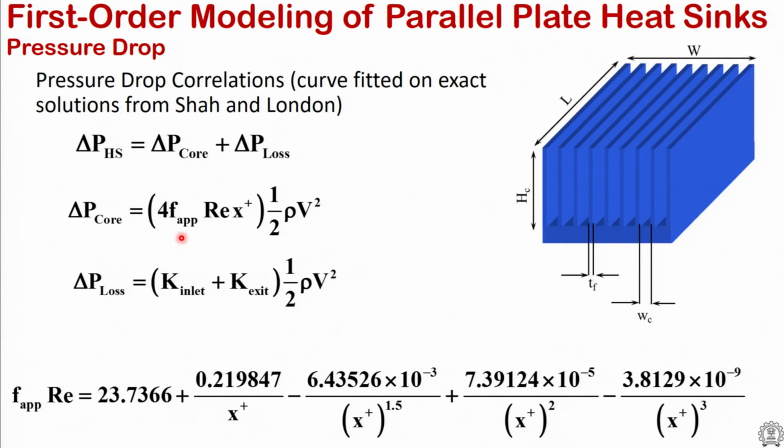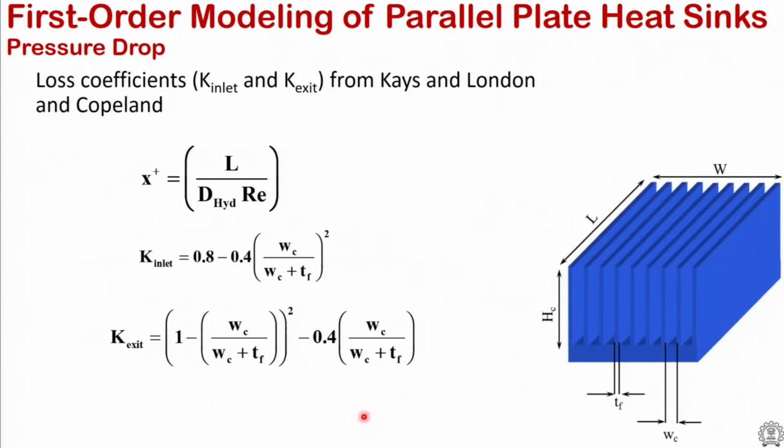For F, the apparent friction factor times the Reynolds number based on the aerodynamic Grade's number, inverse Grade's number, times half rho v square. And the pressure loss is typically referred based on the contraction loss coefficient and the expansion loss coefficient at the exit of the heat sink times the half rho v square, the dynamic head. And this apparent friction factor is given for a developing flow using this correlation. X plus is again the x divided by the inverse of the Grade's number, and it is described here, the length divided by hydraulic diameter times the Reynolds number.